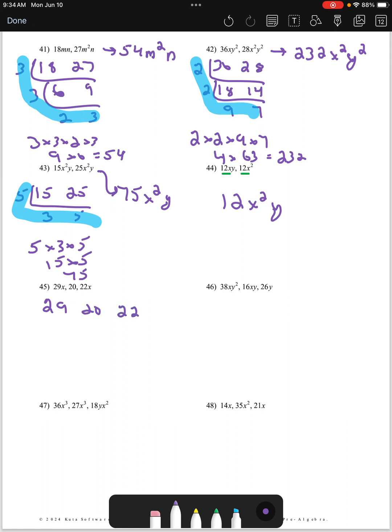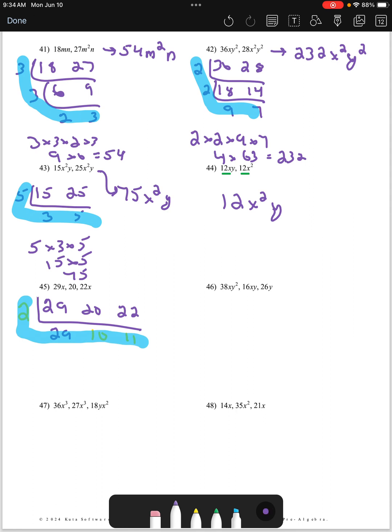Groups of 3 follow the same rules. So numerically, we have to say, okay, 29, 20, and 22. Does anything go into all 3 of these? And no, 29 is prime. So forget it. We can't do anything with all 3. But 20 and 22, we can divide both of those by 2 to get 10 and 11 respectively.